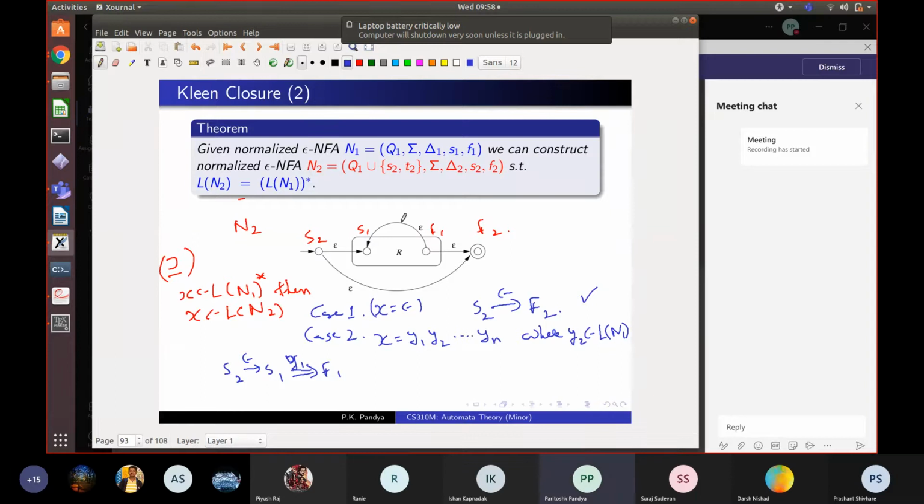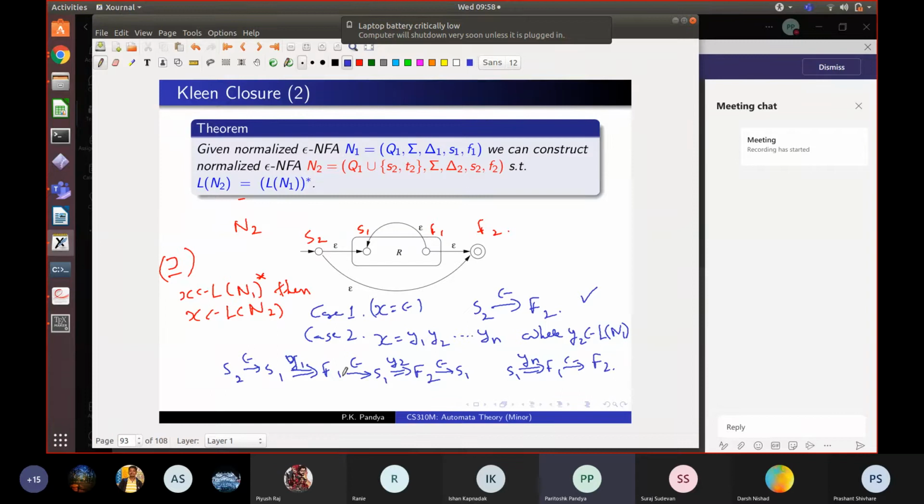Now from that F1, I will take this epsilon transition and again go to S1. Then I will do a run on Y2, which will also take me to F2. And then I'll do this epsilon transition to S1. I will do like that. Finally, I will have this run on Y1 from S1 to F1, and then I will take this epsilon transition and go to F2.